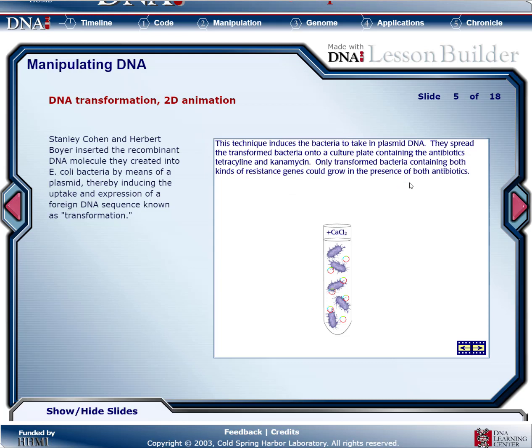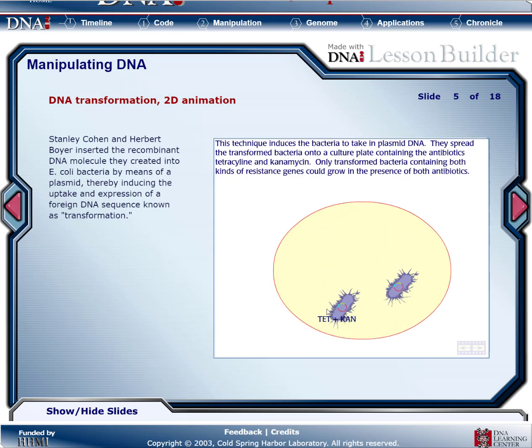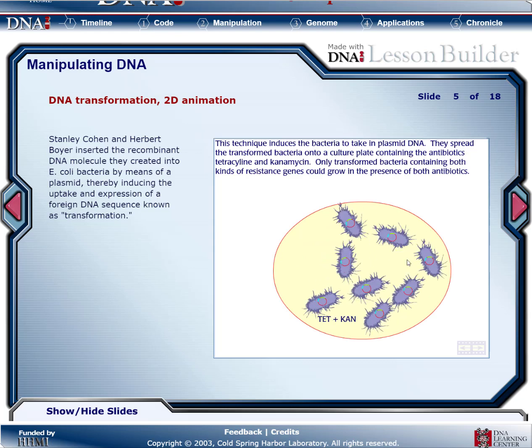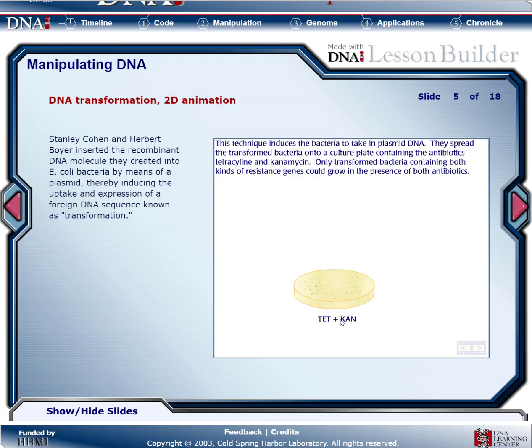Only the transformed bacteria containing both kinds of resistant genes could grow in the presence of both antibiotics. So they take the culture, put it on the plate that has both antibiotics, and then they start to grow. So these are all cloning. And here they are growing.